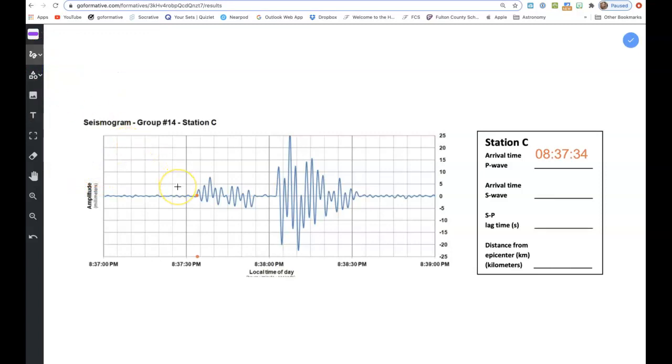Okay, so now I'm looking for my next big change in amplitude. So we're going along, still S waves, and it looks like it happens about right here. So I follow that down to the line. I'm going to estimate what time that occurred. So now I've changed minutes. I'm not at 8:37 anymore. I'm at 8:38. So I'm going to estimate about 3 seconds after 8:38 is when the secondary wave arrived.